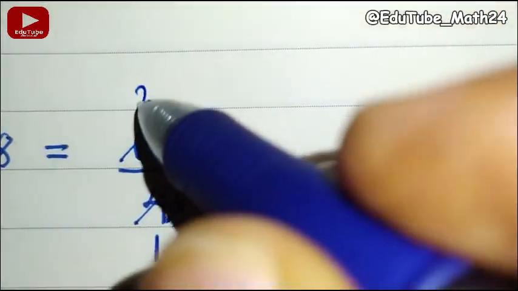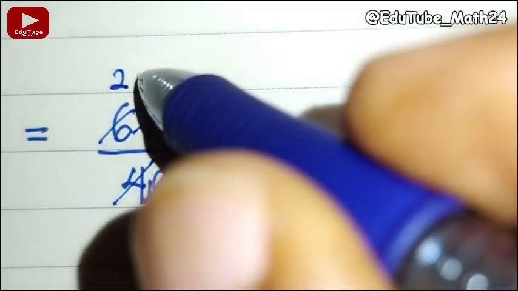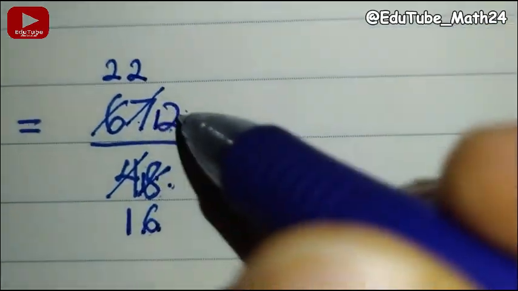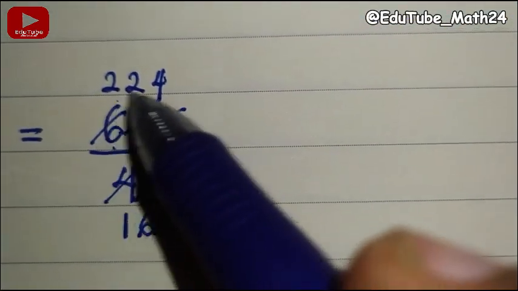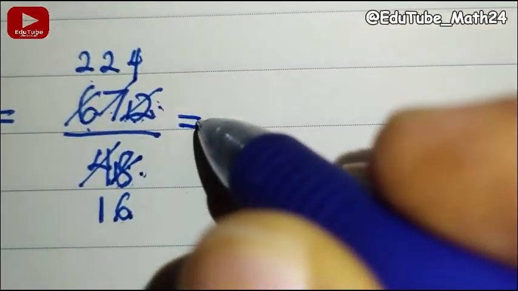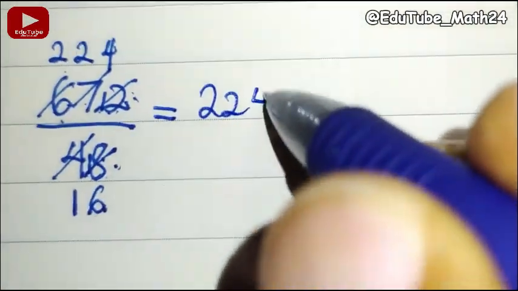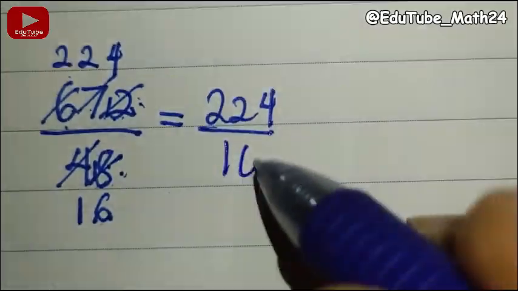So I'm going to do the same thing with the numerator. 3 in 6, that will give me 2. And then 3 in 7, that will still give me 2, remainder 1. And then I have 12. So 3 in 12, that will give me what? 4. So 3 in 672, that will give me 224. So I'll write out my new number, which is 224 over 16.